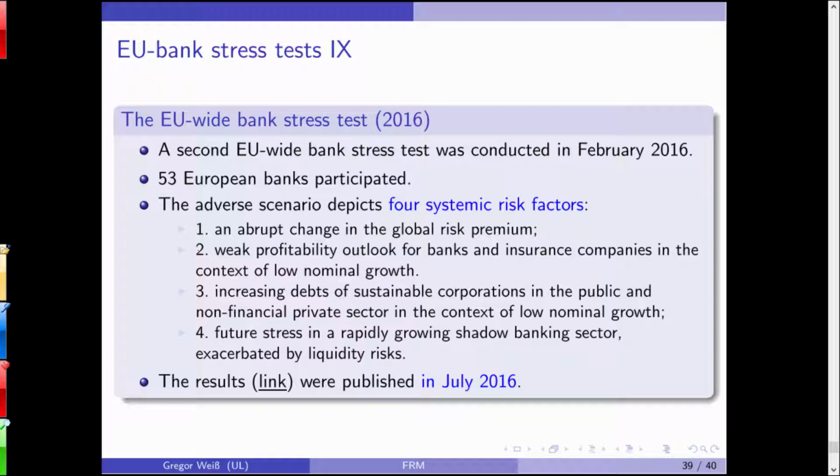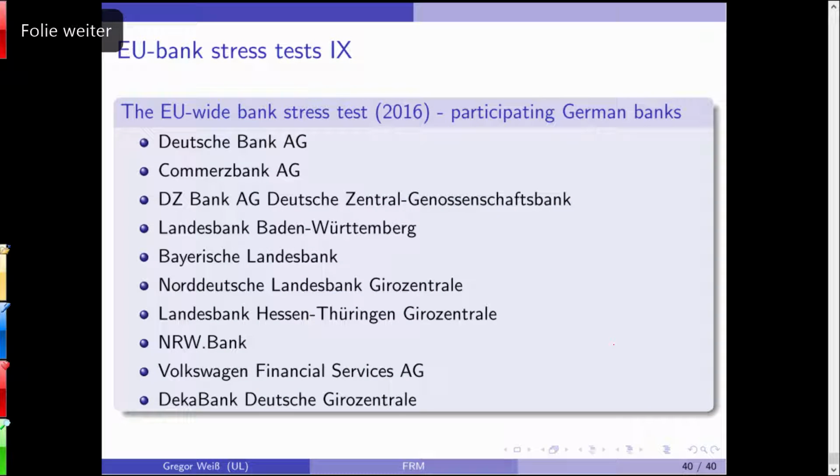Yeah, and this is the stress test in 2016. The adverse scenario depicts four systemic risk factors: global risk premium, weak profitability, increasing debts of unsustainable corporations, and future stress in the rapidly growing shadow banking sector. You can come up with your own type of stress test, and the European Central Bank has even improved on that again for the next stress test. And you can see, for example, these are the participating German banks. Those are the large ones, actually. And that's all I want to tell you about stress testing.